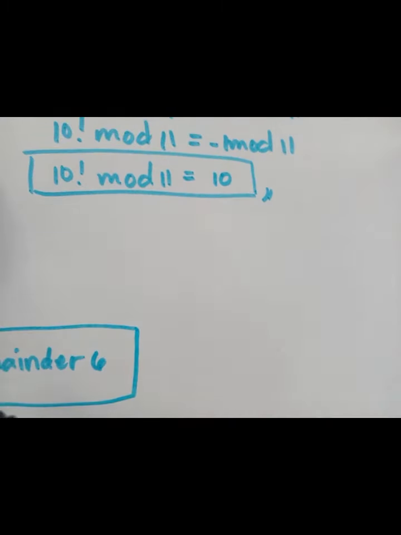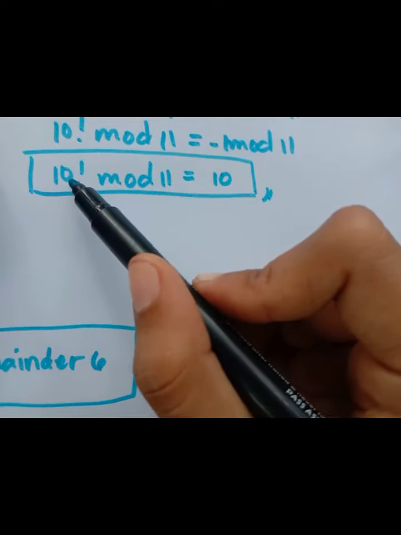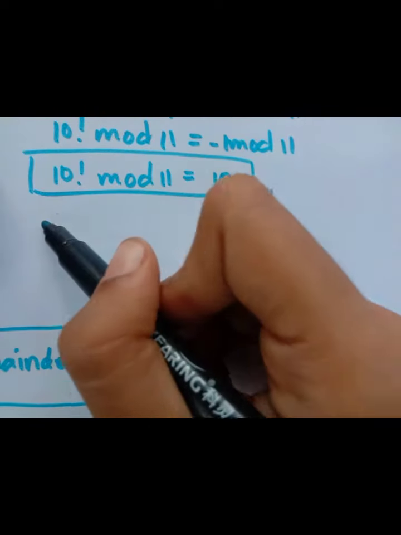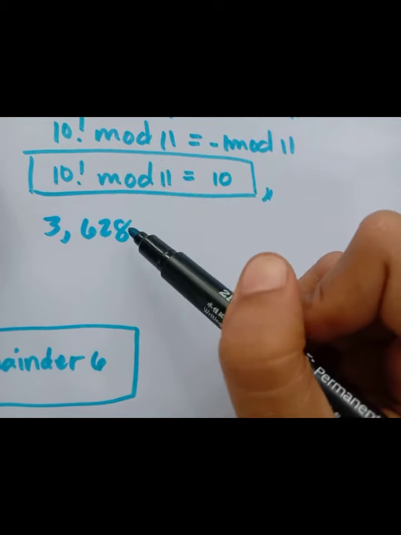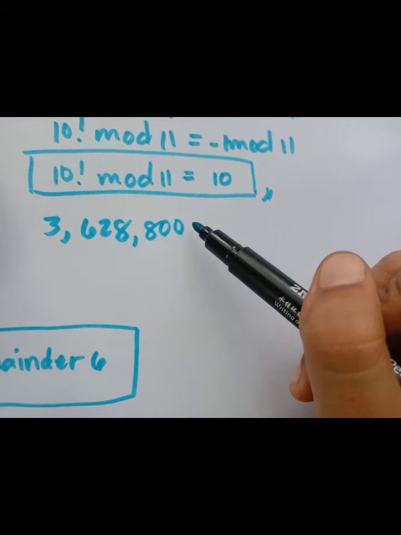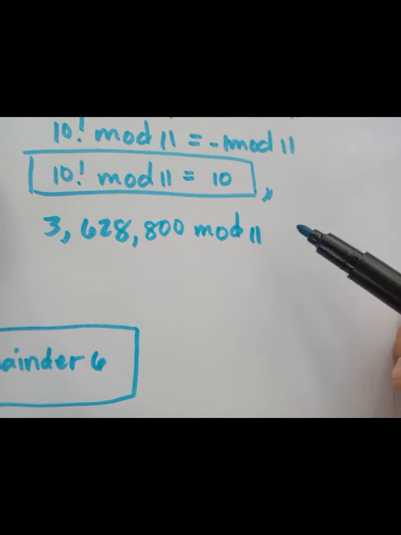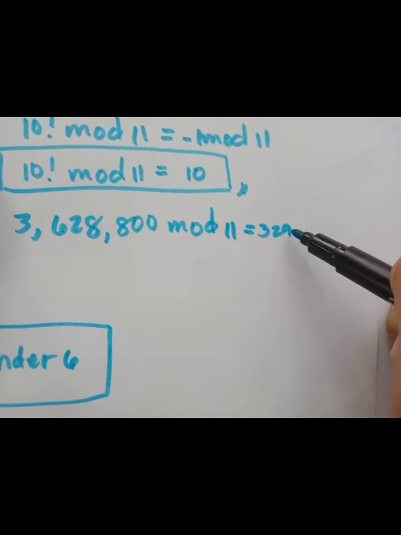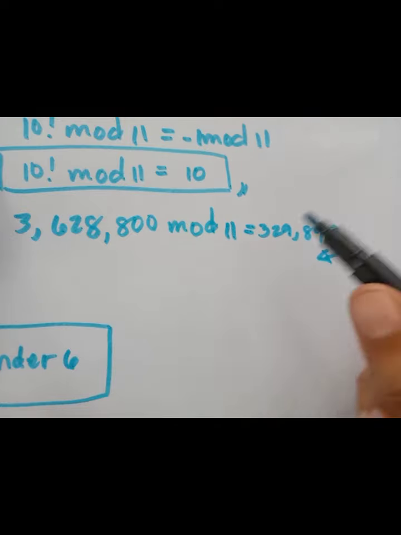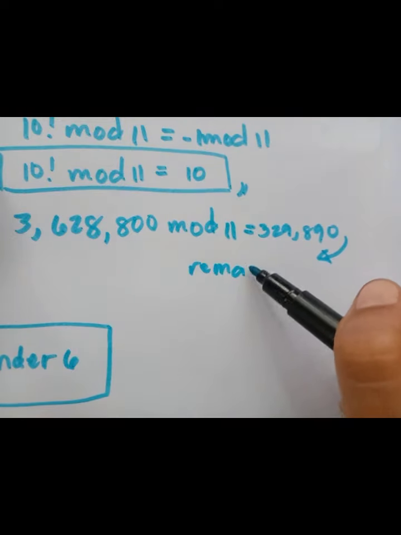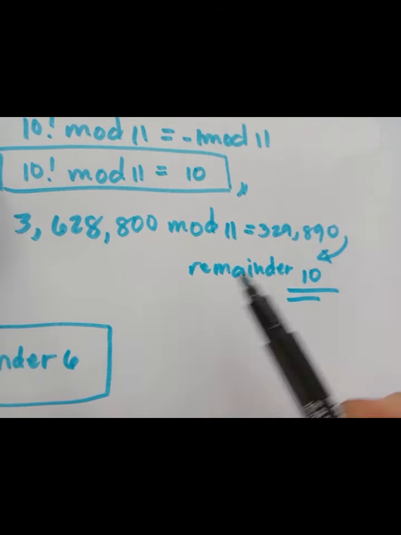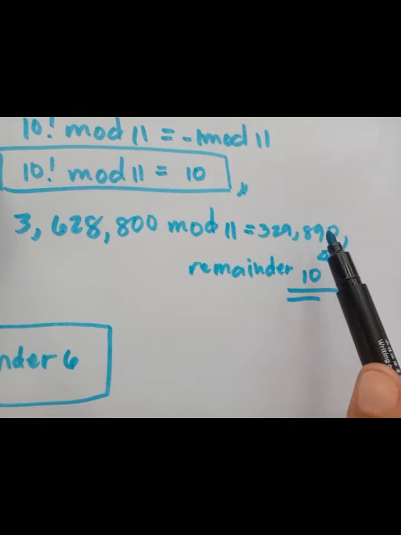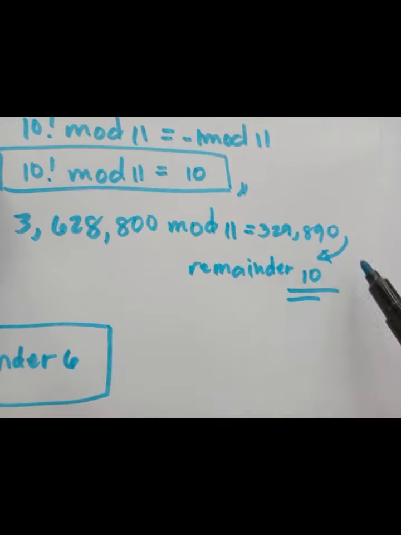Okay, so let's proceed. If we're going to do the factorial of 10, we get 3,628,800 mod 11, which is equal to 329,890, which will give us a remainder of 10. That's why we're going to use this theorem so that we won't have to deal with these large numbers.